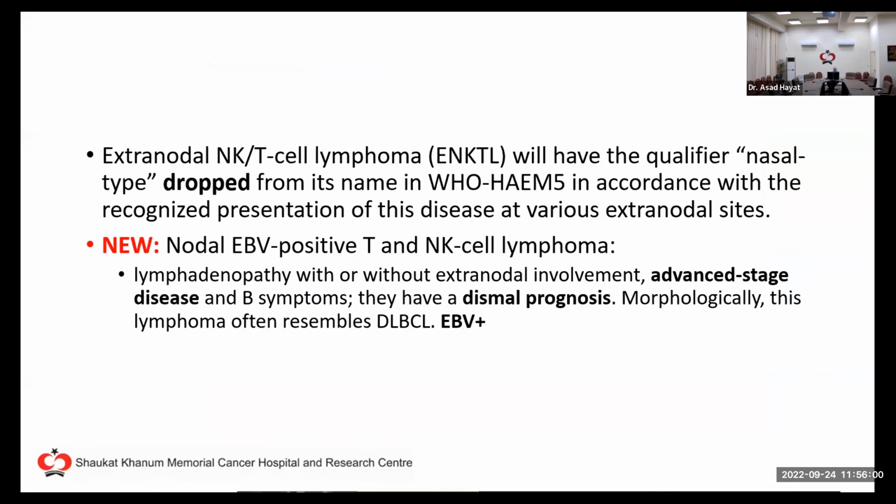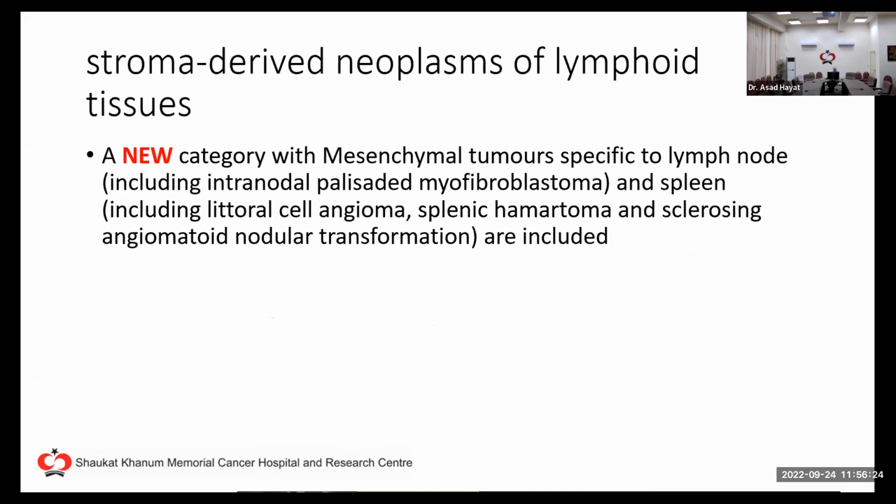Then extranodal NK T cell lymphoma, previously qualified as nasal type, but since it occurs in other sites, they've dropped that. The other thing is that previously we did not have an entity of nodal EBV positive T and NK cell lymphoma, but they've added that. They say it's usually advanced disease and has a bad prognosis, and it can mimic diffuse large B-cell lymphoma. Finally, some mesenchymal tumors have been added to the classification. These entities already existed, they've just been made part of this classification now as well.